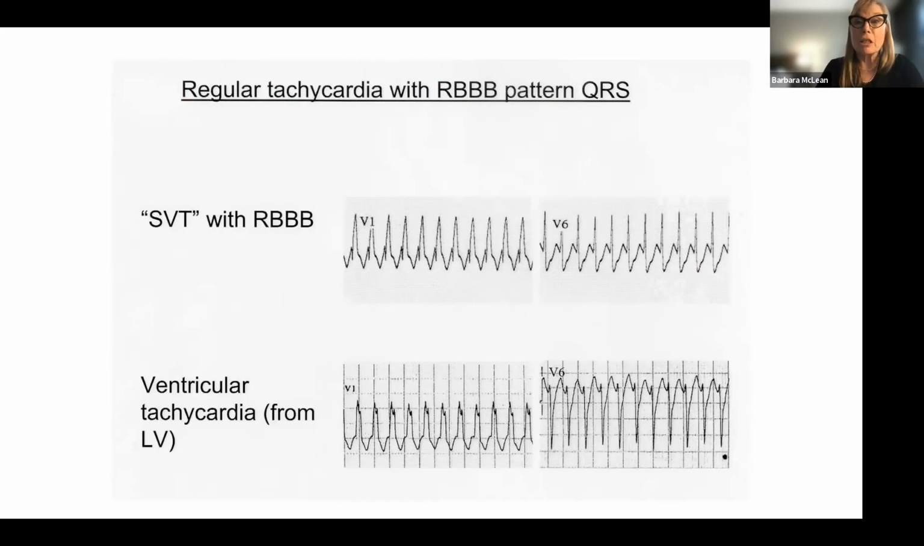Now we look at SVT with a right bundle branch block. We have a little R and then we have a second R. But over here in V6, what you're looking at is that broad, deep S wave. So when I look at that, I would immediately say, it doesn't matter how fast it is, this patient has right bundle branch block. 93% of patients who are assumed to have ventricular tachycardia actually have SVT with right bundle branch block.